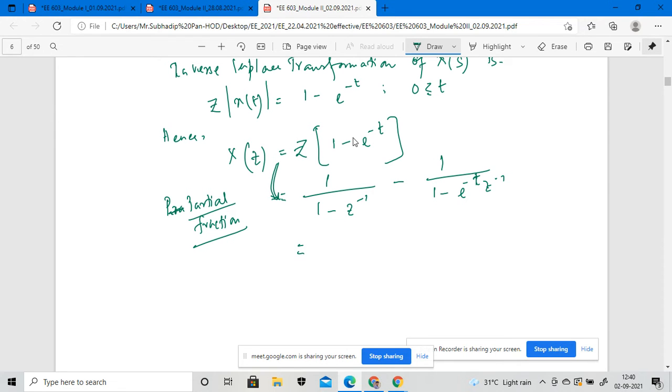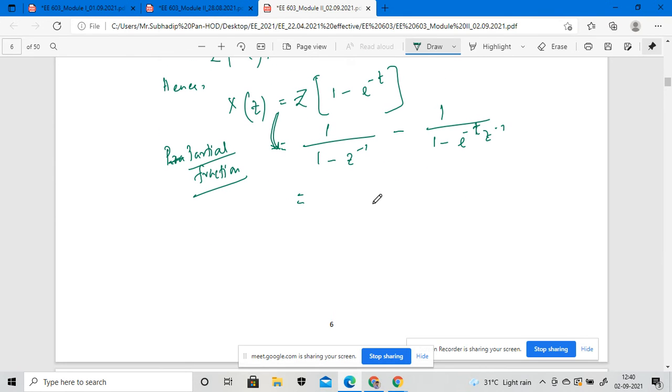Now we have to apply the z transformation of this particular expanded function. So it will come like this: 1 minus z inverse into 1 minus e to the power minus t z inverse. That means we are doing the multiplication.